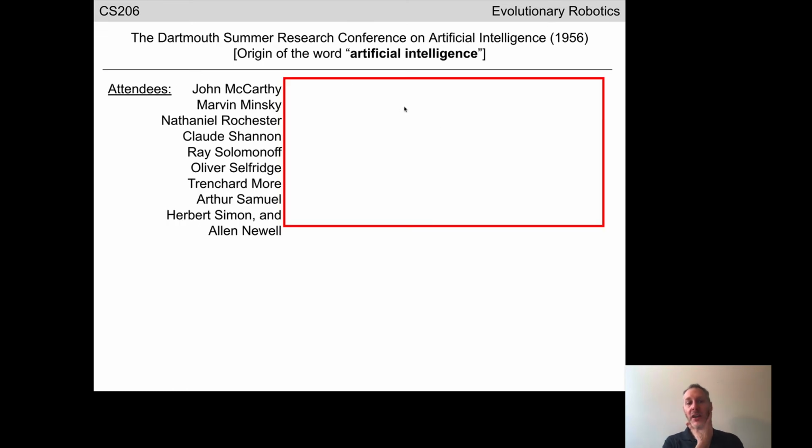Okay, so here are the actual attendees at this conference back in 1956. Anybody recognize any names here? Obviously, unfortunately, at that time, these were all privileged white males. Hopefully, it would be different if a similar conference were held today.